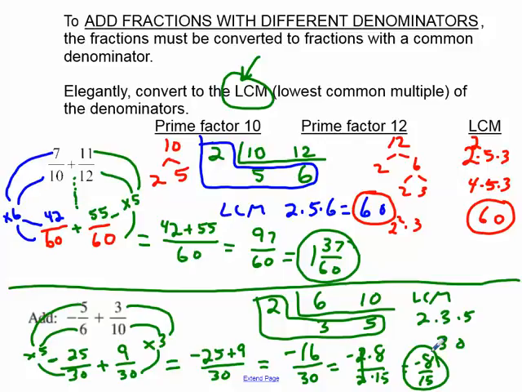And there's our answer. So in order to add fractions, add rational expressions, or add rational numbers, we need to have a common denominator. Convert to a common denominator by finding that lowest common multiple and converting.